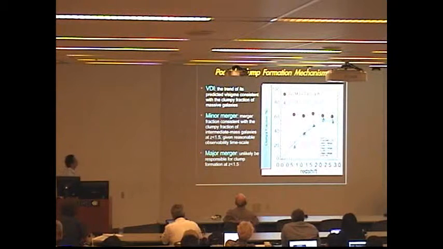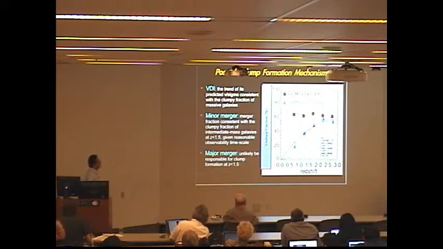Since we know this clumpy fraction, we can compare it to different model predictions. We found that VDI, violent disk instability, predicts the clumpy fraction of massive galaxies very well. Here, massive means galaxies greater than 10^10.5. But VDI underestimates the clumpy fraction of intermediate-mass and low-mass galaxies. For those galaxies, you need something else to form clumps.